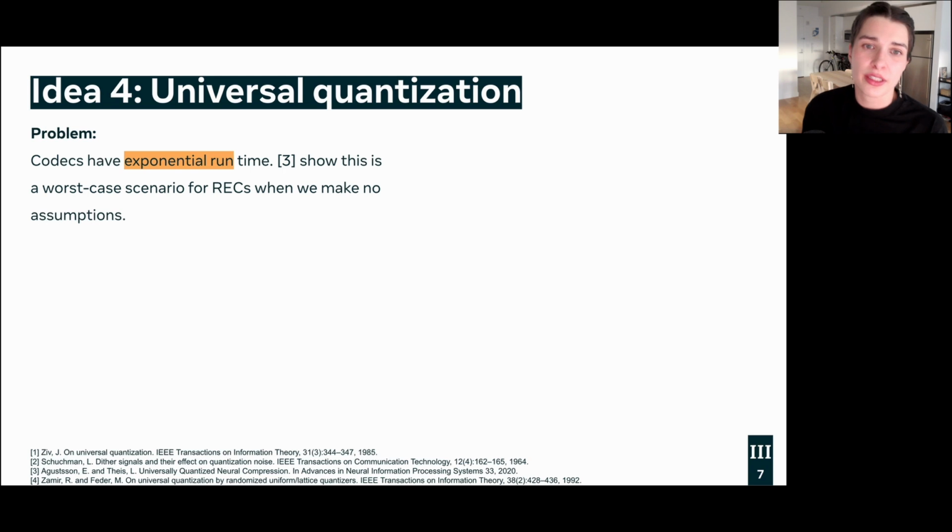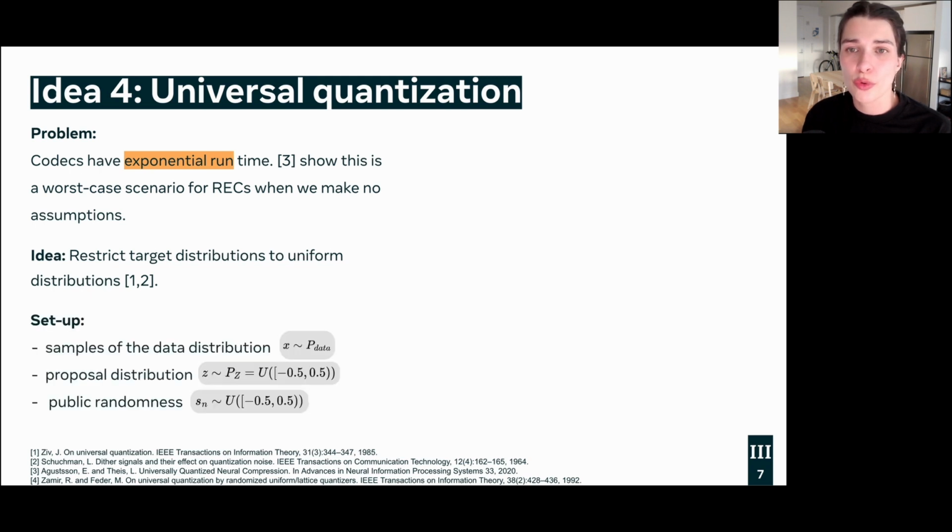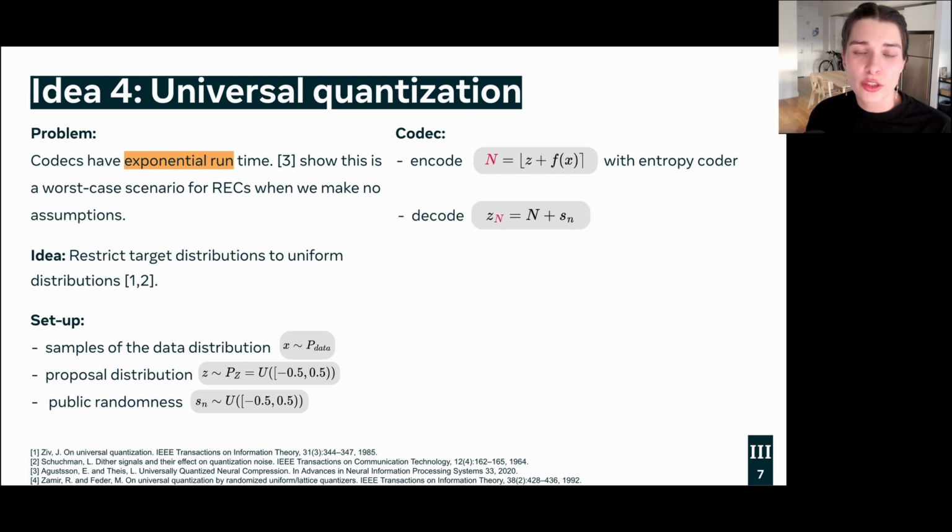So we need to make drastic constraints on the complexity. In this case, we will restrict ourselves to uniform distributions for the proposal and the public randomness. We propose the following codec. Encode the integer n that comes out if we round a transformation of a proposal sample x with an entropy coder, and decode by adding uniform noise to the integer n. It turns out that Zn can be considered a sample of the following distribution. So we basically are using the equivalence of these operations.